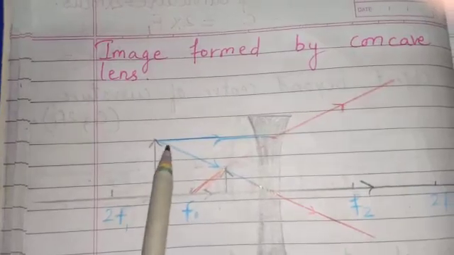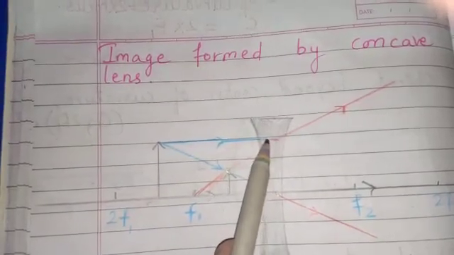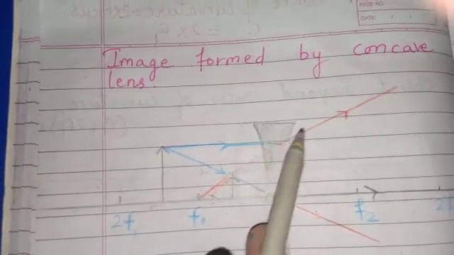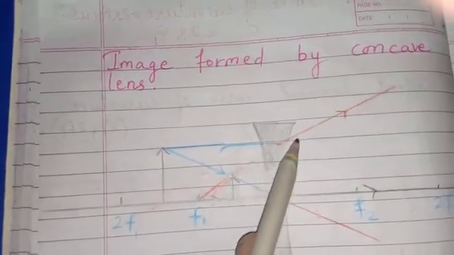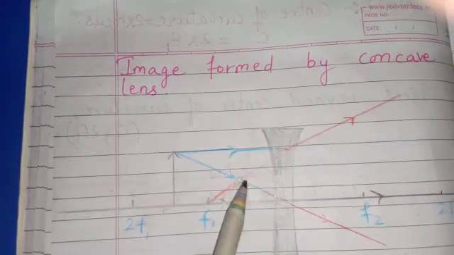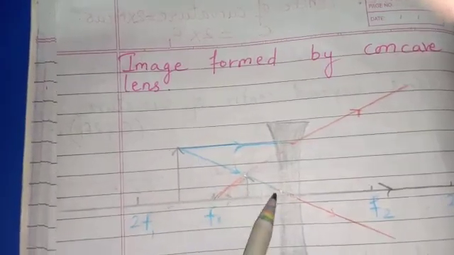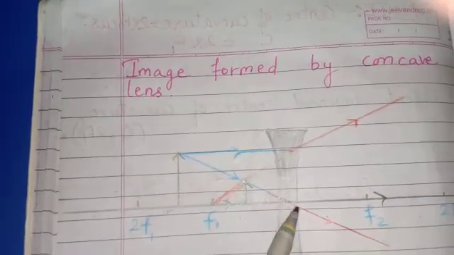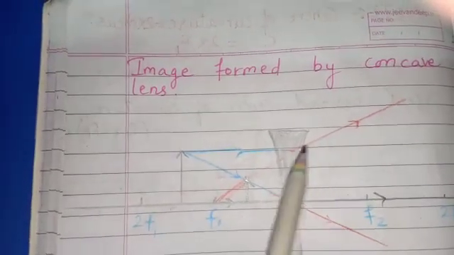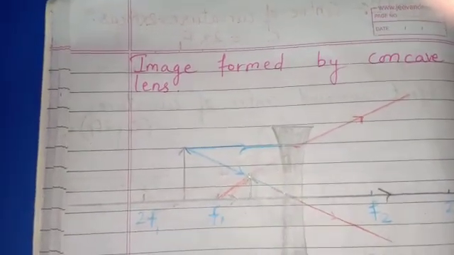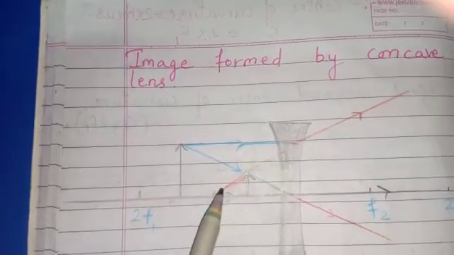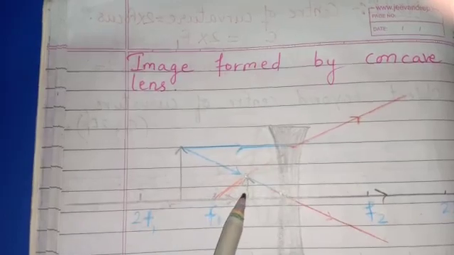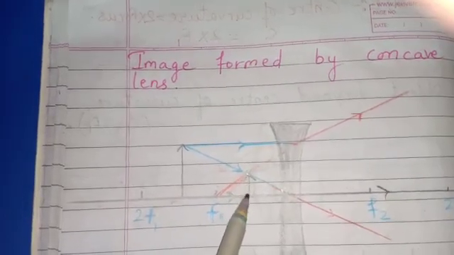See, when the incident ray strikes the concave lens, because the concave lens is a diverging lens, the ray diverges and goes away. The second ray always passes through the optical center like this, so it doesn't change its path. Here they are not going to meet at any point, so we extend them in backward directions. Here they meet. See here, this is the image.